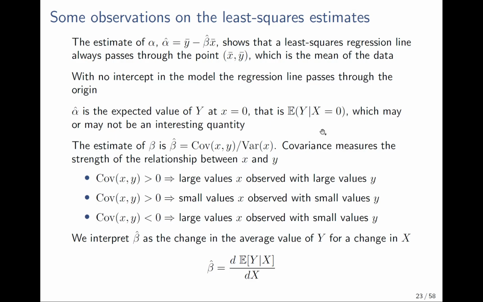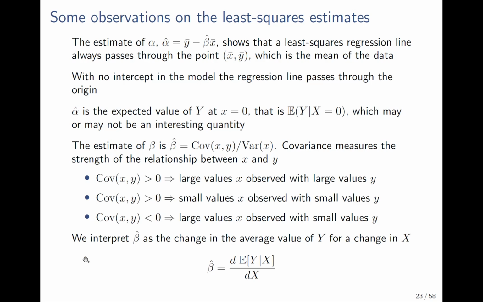Quite often the intercept can be difficult to interpret, particularly in a multivariate setting where you have k independent variables. The estimate of beta we've obtained is the ratio of the covariance of x and y to the variance of x. Covariance, as you know from last week, measures the strength of a relationship between x and y. When covariance is positive, large values of x are observed with large values of y, and small values of x with small values of y. When the covariance is negative, large values of x are observed with small values of y. So this is telling us essentially the slope of the regression line. Is it sloping downwards or upwards?